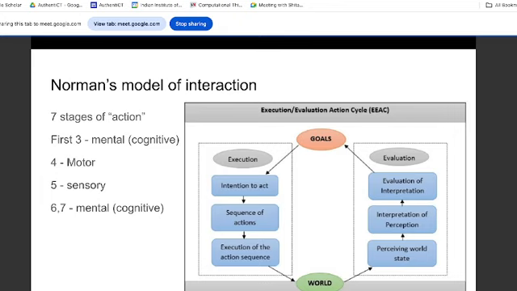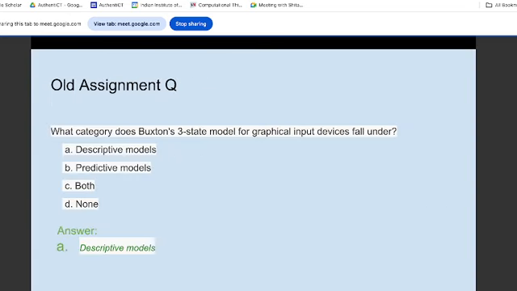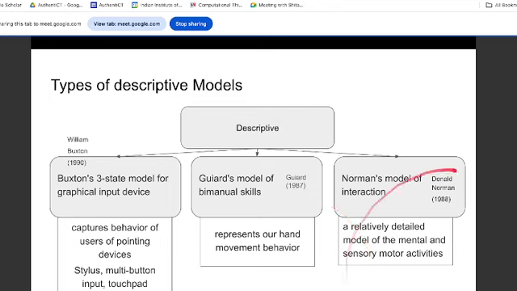Now we talk about the desktop interaction. So we talk about the GUI. So there's Norman's model of interaction. So Don Norman gave this model of interaction. Norman's model of interaction was developed by Donald Norman in 1988. A relatively detailed model of mental and sensory motor activities is developed by Don Norman. So we'll talk about how these mental, sensory, motor activities are incorporated within this model.